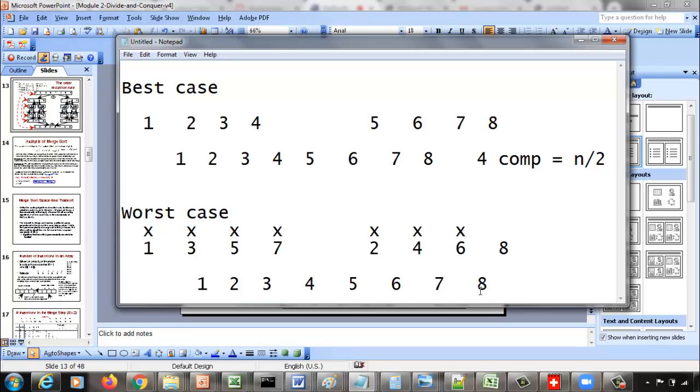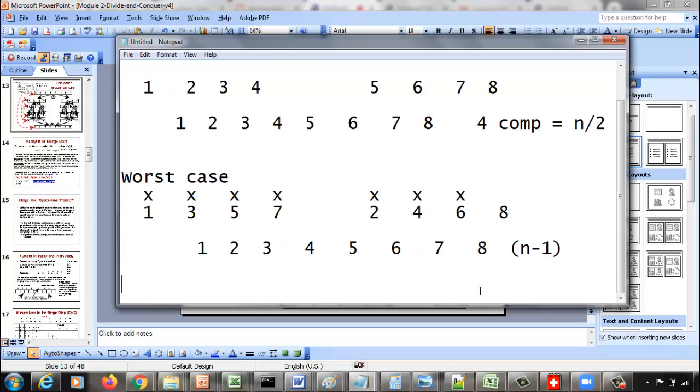So if you look at the process, we are doing really what is called n minus 1 comparisons to generate the sorted subarray of array of size n. We are doing n minus 1 comparisons. So that's the worst case. So the best case is of course different from worst case: n over 2 and n minus 1.